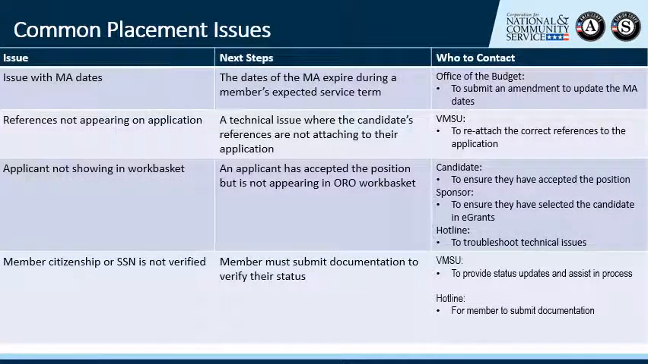There are a lot of steps to a member submitting an application, being approved, and being placed for service before they can start. This slide shows you common placement issues that can hinder that process, whether it's issues with MA dates, references not appearing on the application, or their citizenship and Social Security not being verified. This is a resource that you can use about what the next steps are and who to contact with the most common placement issues that we see.